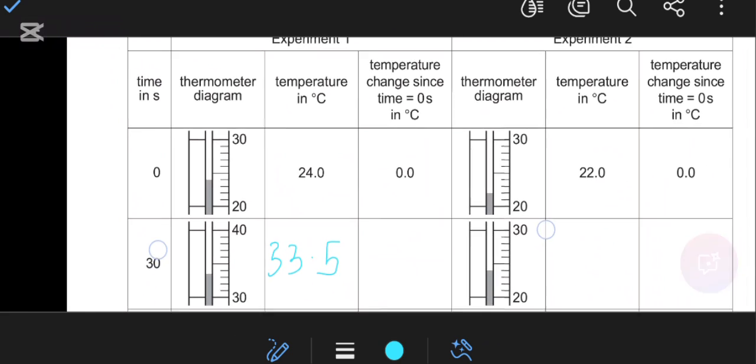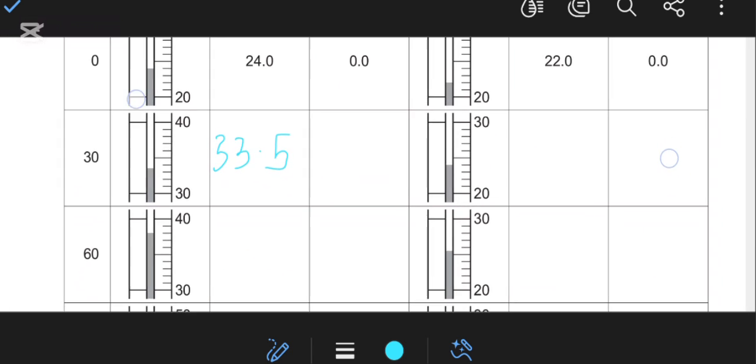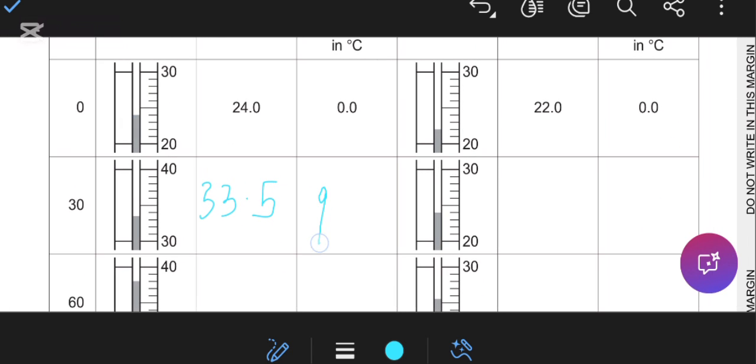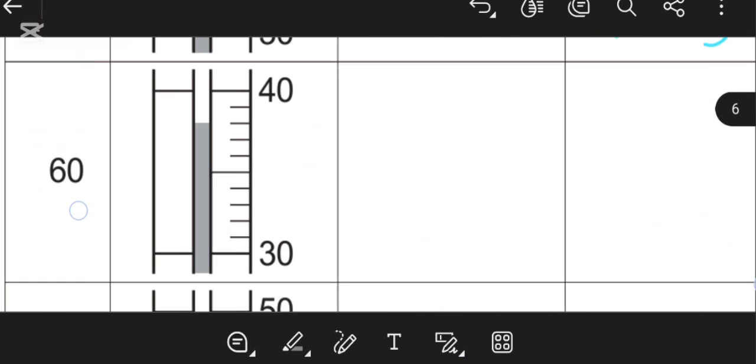Okay, then moving on to the next one. First let's find the temperature change. They said with time 0 you have to find, so 33.5 minus 24, you will get 9.5. All right, moving on to the next one.